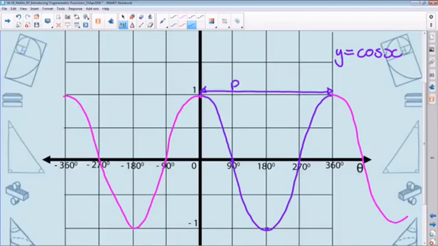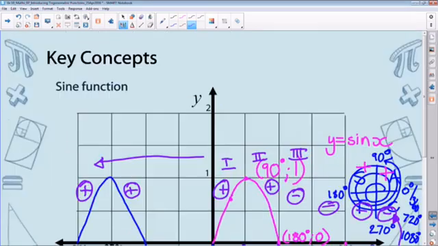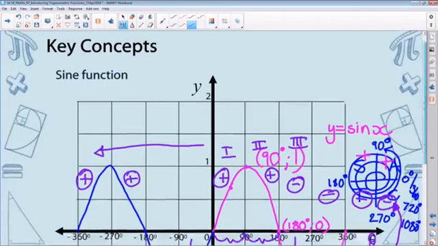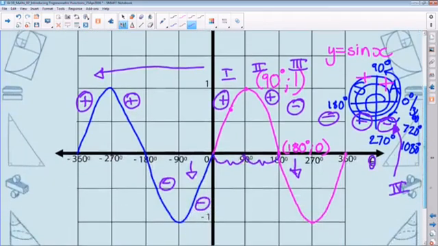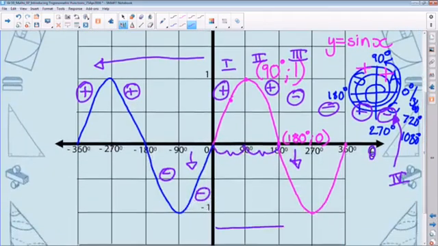The period is equal to 360. Period 360. It's just like the sine function. Let's go back to that sine function and take a look. Oh, I made a big mess, didn't I? But look, the period is also 360. Do you see any other similarities?